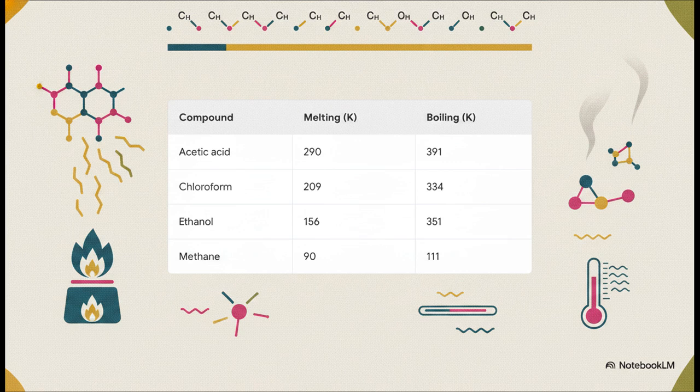So ethanol, the stuff in alcoholic drinks, boils at just 351 Kelvin. Chloroform boils at 334. Now, if you think back to ionic compounds like regular table salt, those things need massive, insane amounts of heat to break down. We're talking well over 1,000 Kelvin just to melt them. But these covalently bonded carbon compounds, they melt and boil at surprisingly low temperatures. They turn into gases super easily. So what's causing this massive disparity?